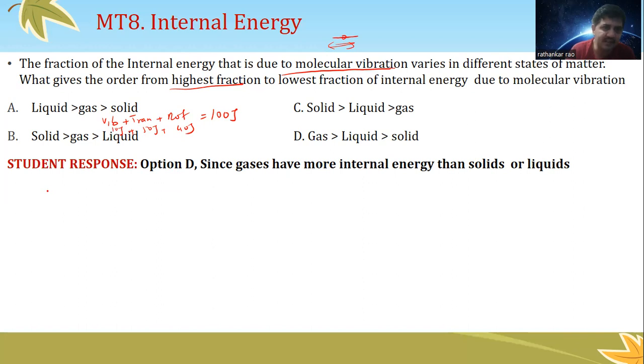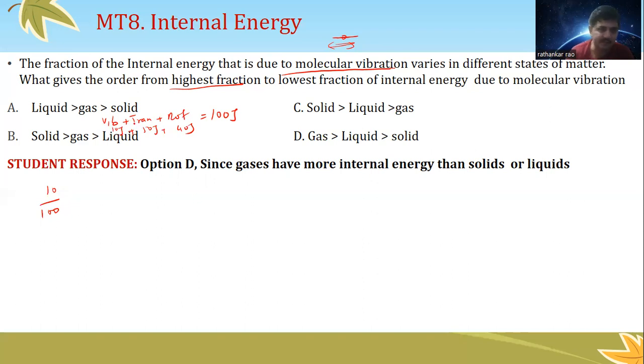So the sum of them is equal to 100 joules. When I say fraction, fraction is nothing but 10 by 100. This is what is called a fraction. Now he is asking which of them gives the highest fraction, whether in solids this fraction is much higher, that is, energy required for vibration divided by total energy. That's what we call the fraction. Is it higher for solids, liquids, or gases?